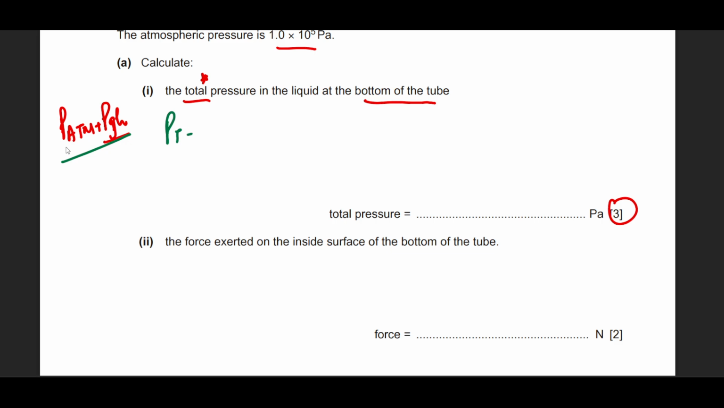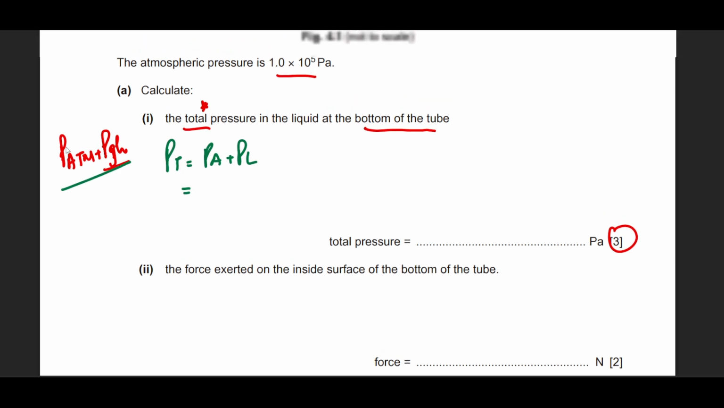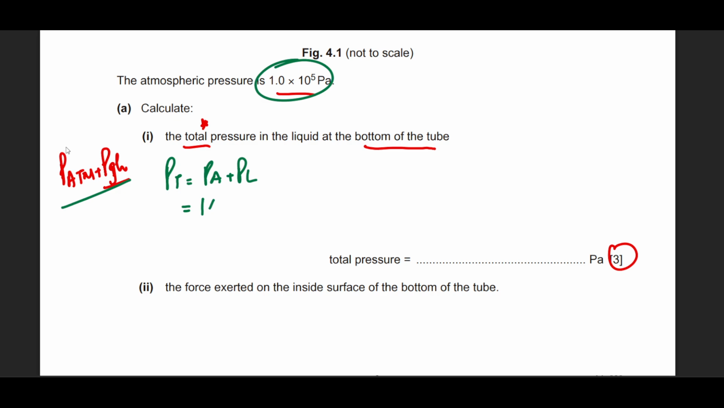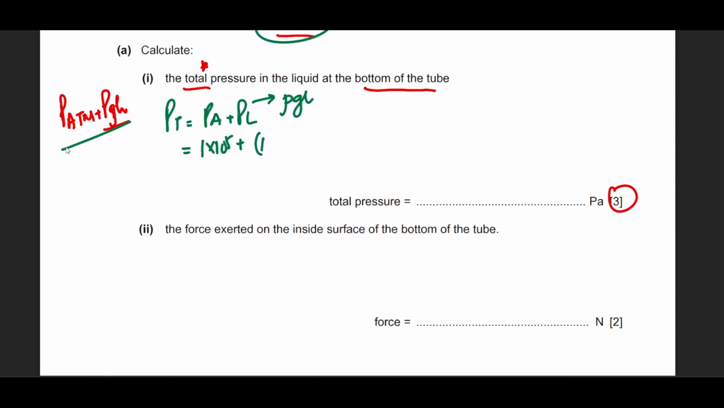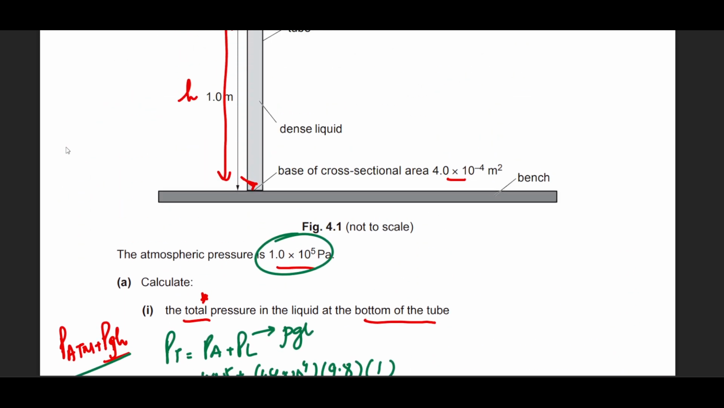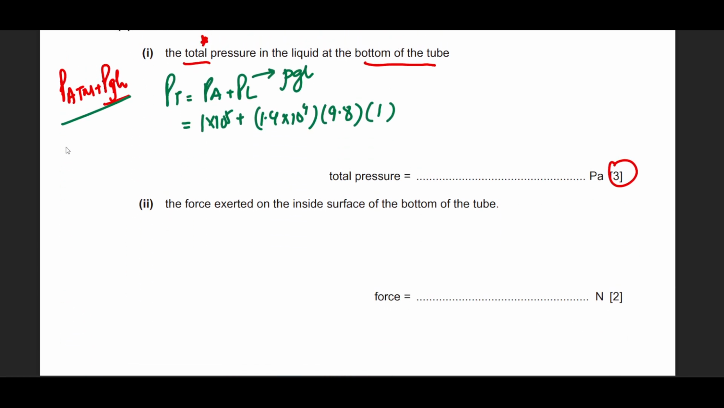So the total pressure PT is going to be equal to the atmospheric pressure PA plus the pressure of the liquid, PL. The atmospheric pressure is already given to us, which is 1 into 10 raised to power 5, plus rho gh, which is the pressure of the liquid. The density of the liquid is given in the question as 1.4 into 10 raised to power 4, into g, which is 9.8, into h, which is 1 meter, the height of the liquid, given in the question.